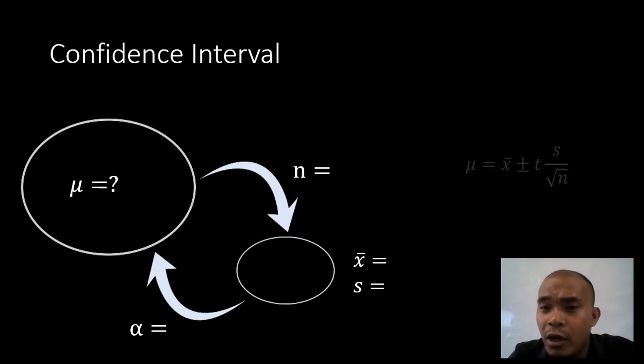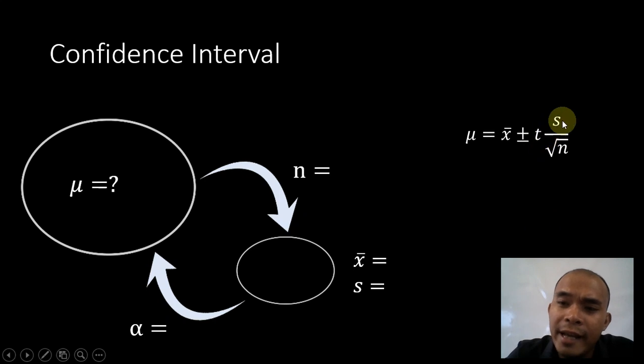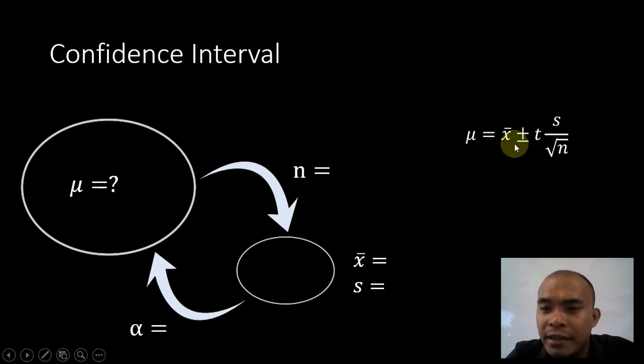In this case, we're going to use this formula here. We're going to use the t distribution, and s is the sample standard deviation. It is very similar to our previous formula, except that we change the z to t and the population standard deviation to s, the sample standard deviation.